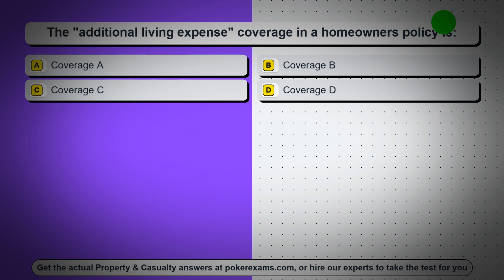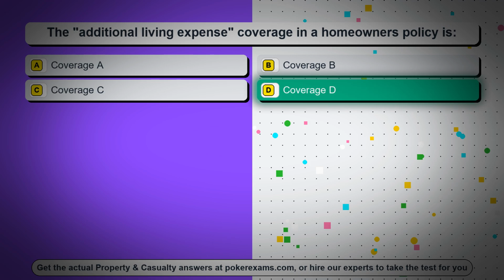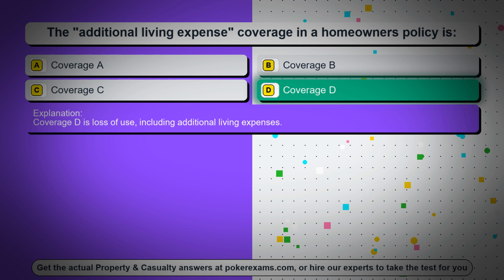Question 58. The additional living expense coverage in a homeowner's policy is: Option A, coverage A. Option B, coverage B. Option C, coverage C. Option D, coverage D. The correct answer is option D, coverage D. Coverage D is loss of use, including additional living expenses.